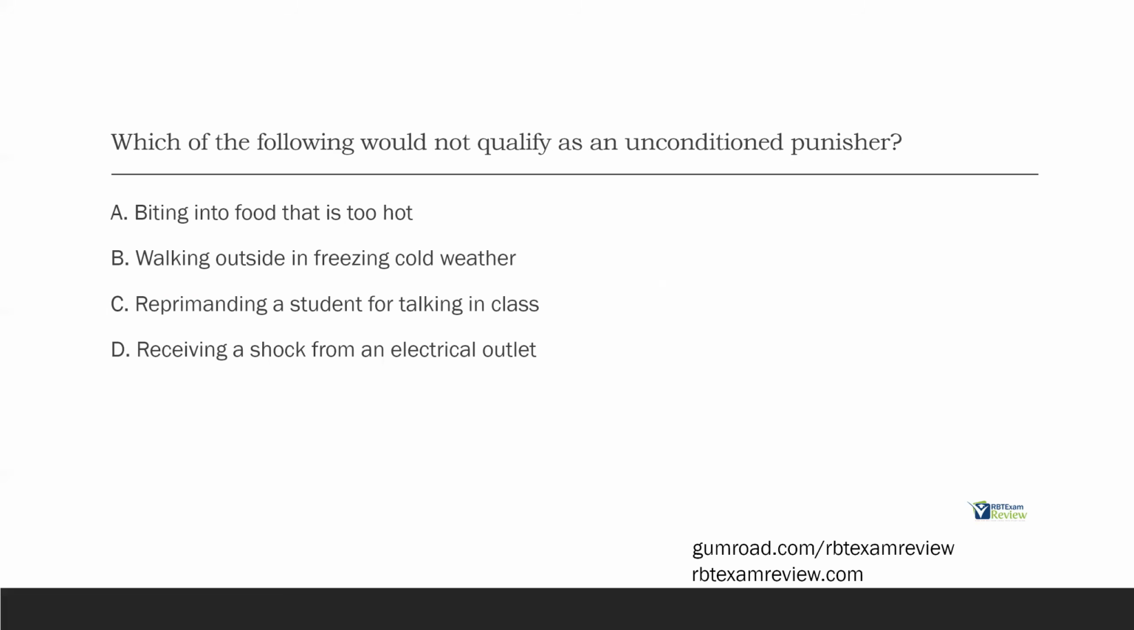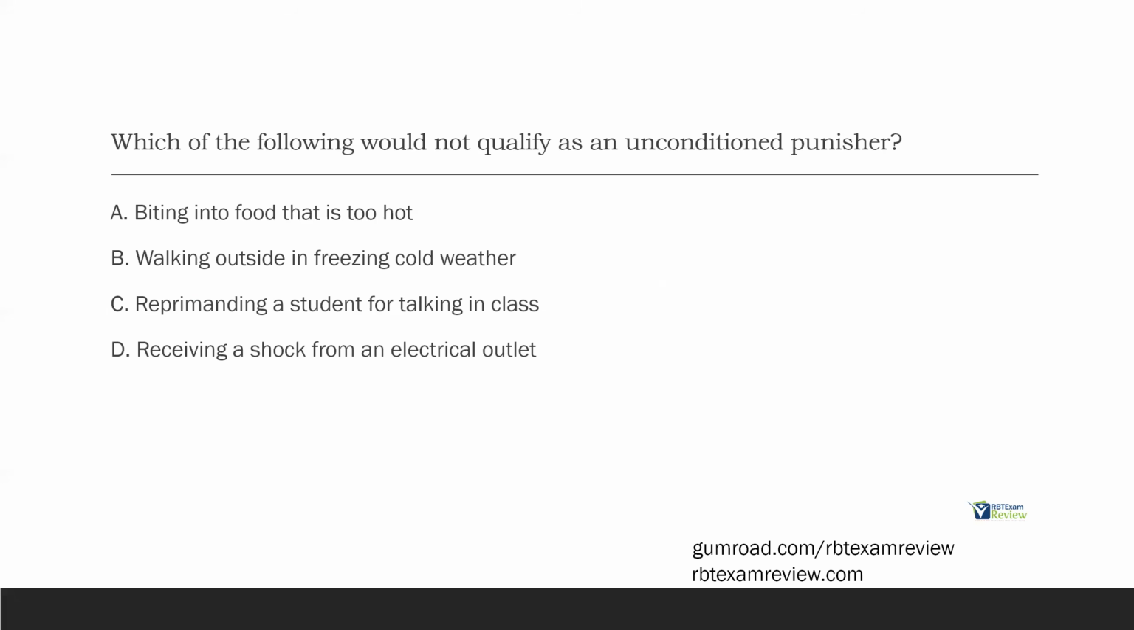Okay, so which of the following would not qualify? Read the question carefully, be careful about the nots, right? So we're looking for the one that isn't an unconditioned punisher. What about A, biting into food that is too hot? Well, heat is obviously an unconditioned punisher. If you're a little baby and you get too hot, that's going to be punishing. So if you bite into some food that is too hot, that is an unconditioned punisher, right? There's no pairing involved.